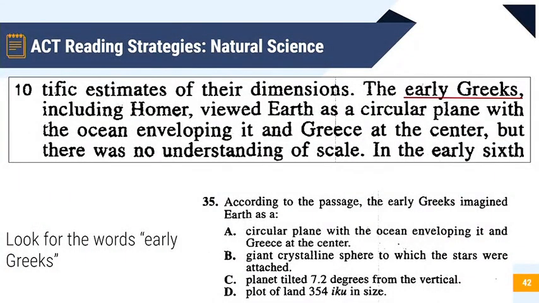So quick. They won't go this quick, but we can now. Early Greeks, we're going to look for early Greeks really quickly. It says they viewed Earth as a circular plane. Go look. Oh, my stars. There it is in A. Circular plane with the ocean surrounding it. And they just kind of read it word for word. And it says, according to the passage, excellent, go.